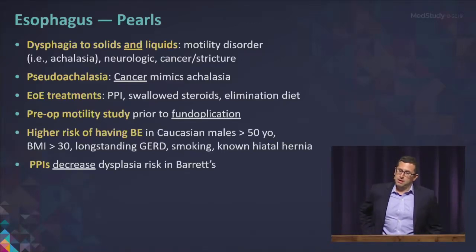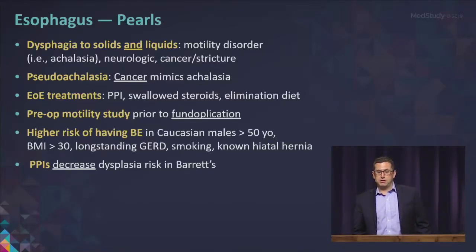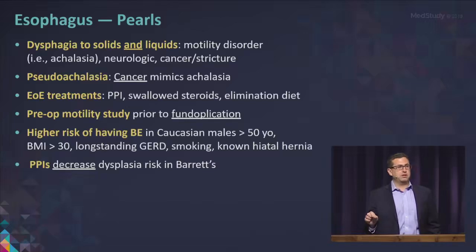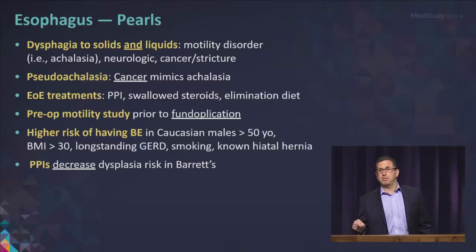We discussed this. Treatment for eosinophilic esophagitis would be PPI if there's PPI-responsive eosinophilic esophagitis. However, we often use swallowed steroids, and then we send the patient to an allergist to discuss an elimination diet. Remember, if you're doing a fundoplication for treatment of GERD, you need a pre-op motility study to make sure that there's not a problem with swallowing before you do that tight wrap. Patients having a higher risk of Barrett's include Caucasian males greater than 50, BMI greater than 30, long-standing GERD, smoking, and a known hiatal hernia.